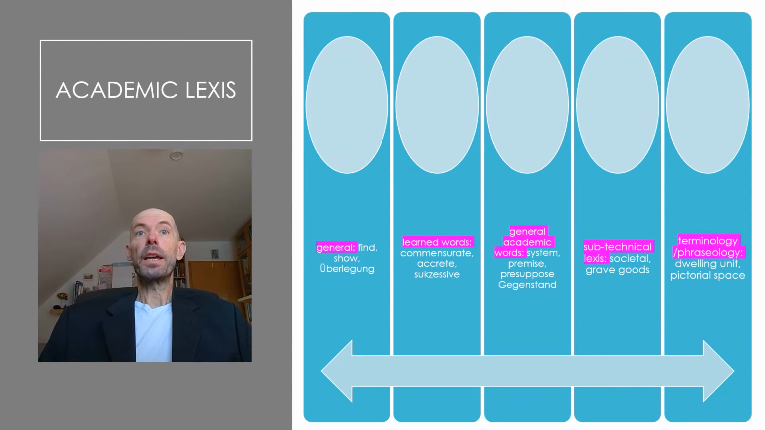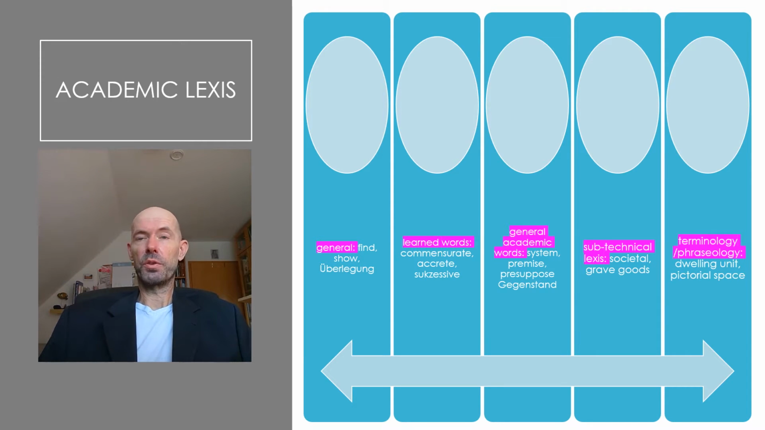So let's move on to academic lexis, or academic vocabulary. Academic vocabulary forms a continuum. At one end, there's ordinary general vocabulary such as with, house, knife, etc.